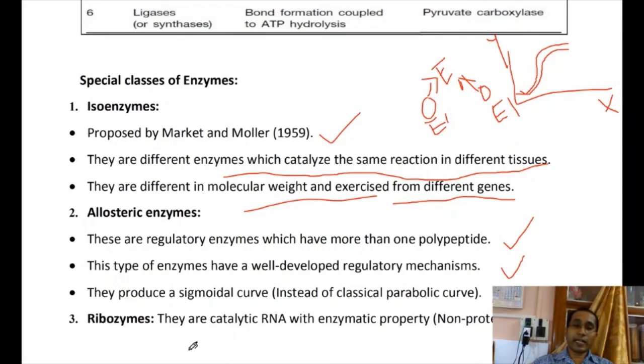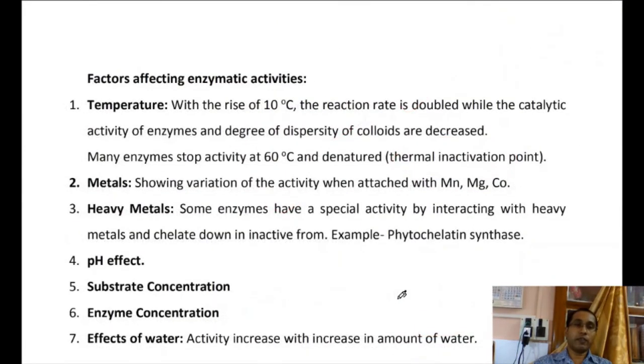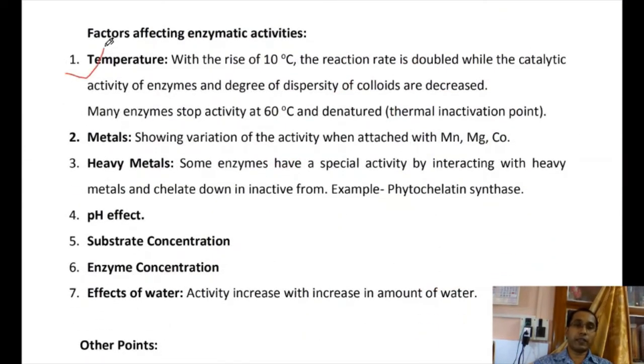Ribozymes are the catalytic RNA which have enzymatic properties. This is the non-protein type of enzyme, the only one that has catalytic activity. Factors affecting: temperature, if the temperature increases, the catalytic activity of the enzymes decreases after a certain point. Many enzymes stop activity after 60 degrees centigrade and are denatured. Second one is metals, showing variation in activity when attached with different types of metals.